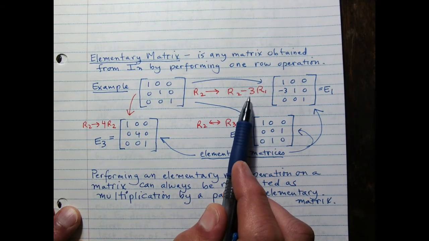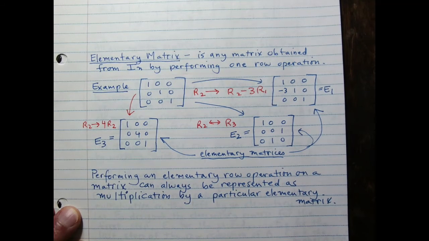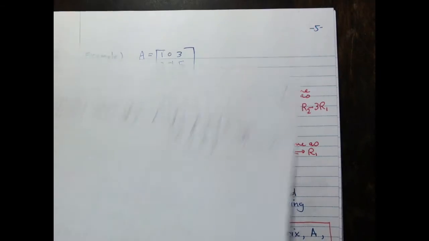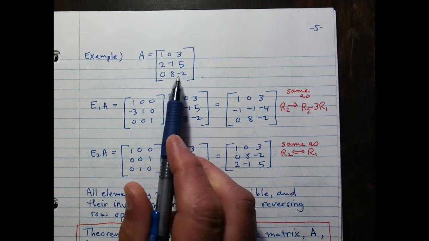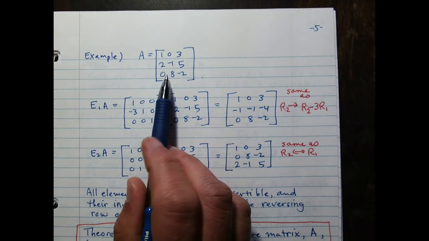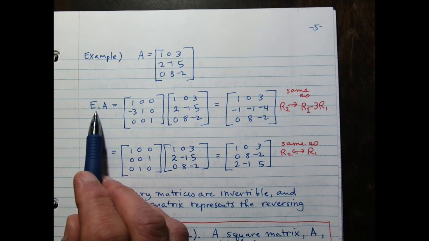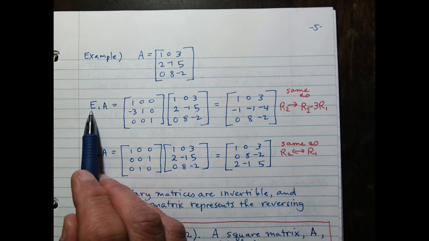So these illustrate one of each of the 3 kinds of elementary row operations, right? So performing an elementary row operation on a matrix can always be represented as multiplication by a particular elementary matrix. This is a brand new idea, and it's like, what? So let's look at some examples of this. I'm going to take each one of these, E1, E2, and E3, and I picked out this matrix A, 1, 0, 3, 2, negative 1, 5, 0, 8, negative 2. And I'm going to multiply A by E1 on the left, okay?